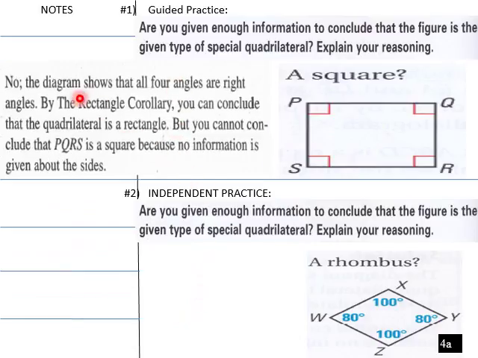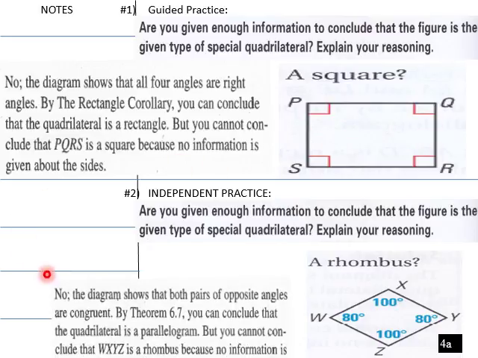Your solutions. No, the diagram shows that all 4 angles are right angles. By the rectangle corollary, you can conclude that the quadrilateral is a rectangle. It could be a rectangle, not necessarily a square. But you cannot conclude that it is a square because no information is given about the sides. Square, all sides are equal.